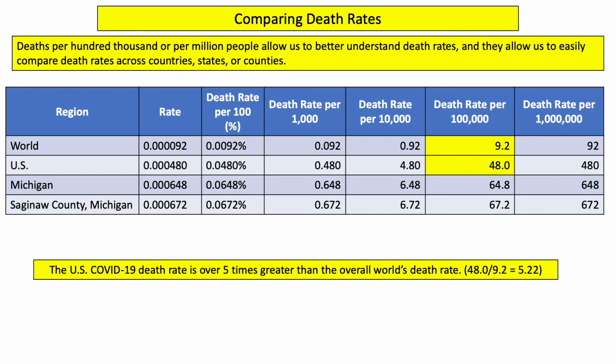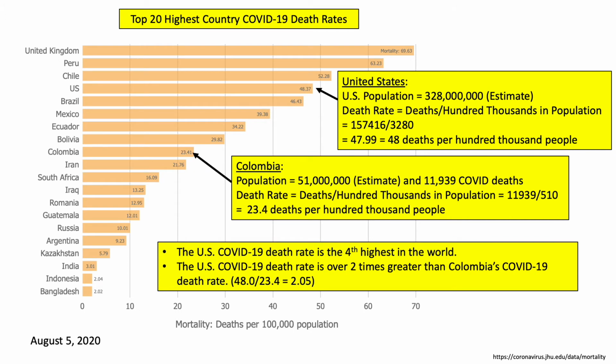Looking at the top 20 highest COVID-19 death rate countries, United Kingdom is at the top, followed by Peru and Chile. The United States has the fourth worst COVID-19 death rate at 48 deaths per 100,000. We can compare countries by dividing their death rates. Colombia is also indicated there. If you divide the United States death rate by the Colombia death rate, you get about 2. So we can say that the US death rate is over 2 times greater than Colombia's COVID-19 death rate.